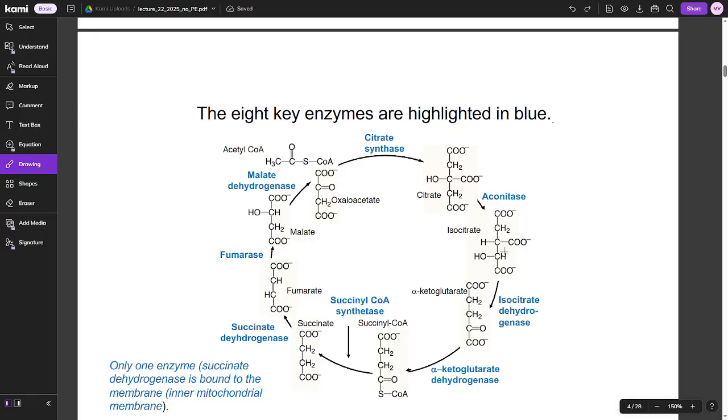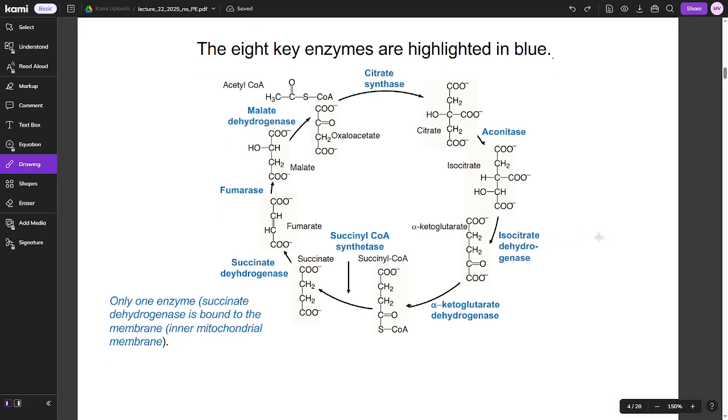We have a dehydrogenase, right? And I want you to think about what dehydrogenases do. Dehydrogenases do redox reactions. So I can expect to see either NAD plus or FAD taking part in this reaction, or NADH or something like that, right? I expect to see an electron carrier of some kind here, right?